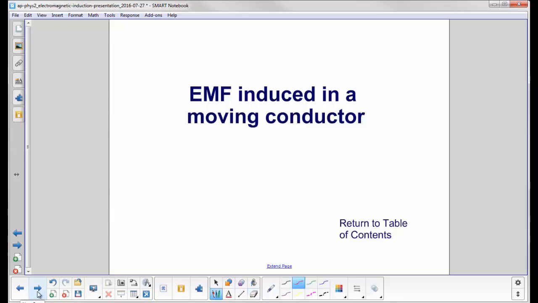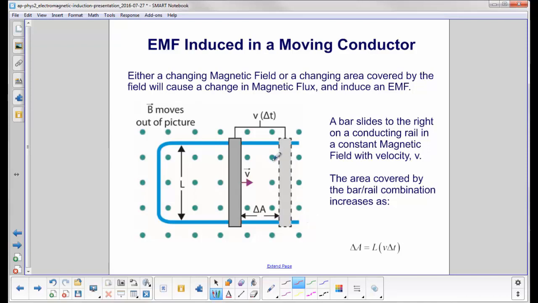EMF induced in a moving conductor. We have two ways of changing the flux here. We can increase the magnetic field, that will change the flux, or we can change the area that the magnetic field acts through. So here we have a loop of wire, and this continues out to the right for some distance. We have an external magnetic field that is pointed out of the picture.